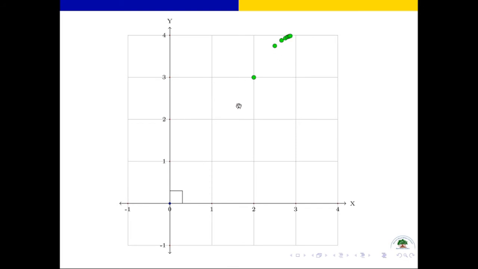So we observe that the terms of the sequence are approaching towards one point. And what is that point? See here, that point is (3, 4). Okay, so the terms of the sequence are approaching towards the point (3, 4). Therefore we can say that this sequence converges to the point (3, 4).